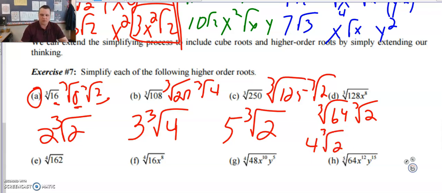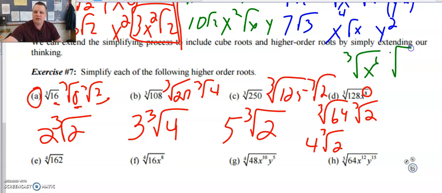Okay, now, what we're doing here is looking for multiples of the 3. We did even previously because 2, 4, 6, 8, because it was a square root. So we were looking for this number as an even number. But now we need multiples of 3, so 3, 6. Okay, so I'll change colors here. So what this should be is cube root of x to the 6th, cube root of x squared.